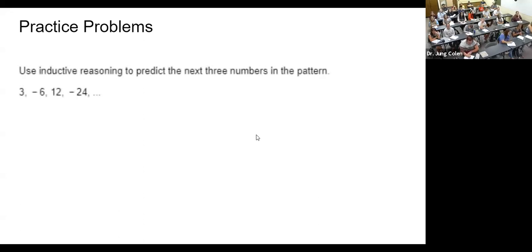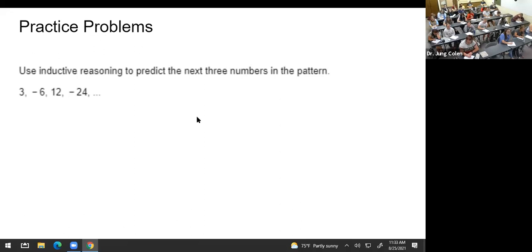You're going to use inductive reasoning to predict the next 3 numbers in the pattern. Inductive reasoning, we are looking at these specific numbers by observing what's going on here, right? So, where are the numbers in this sequence? I'm pretty sure some of you already have found the pattern there. What do you see? Anybody? Or multiplied by -2.